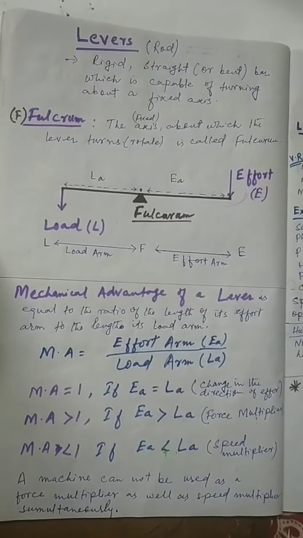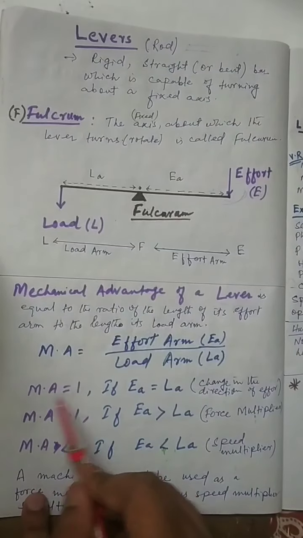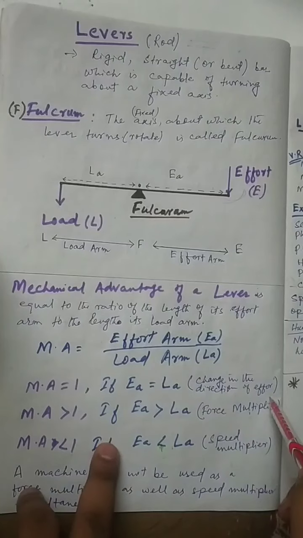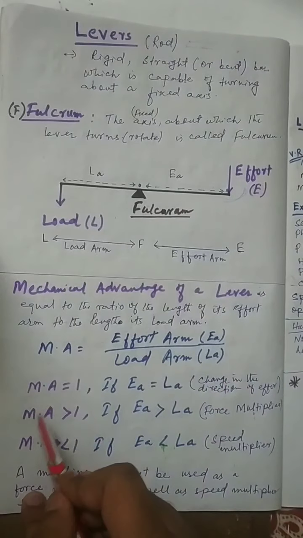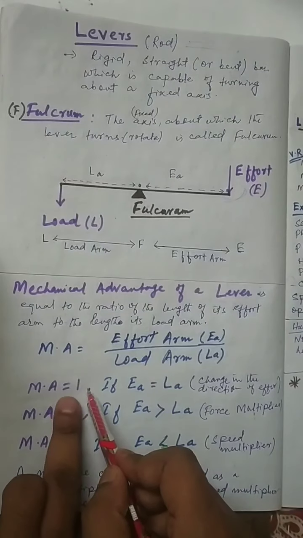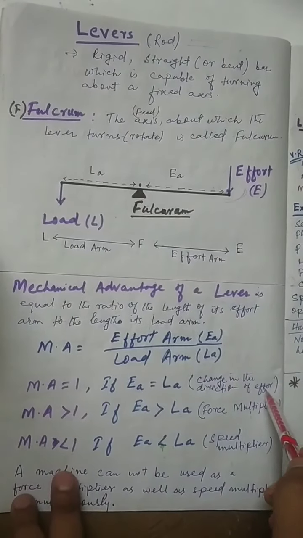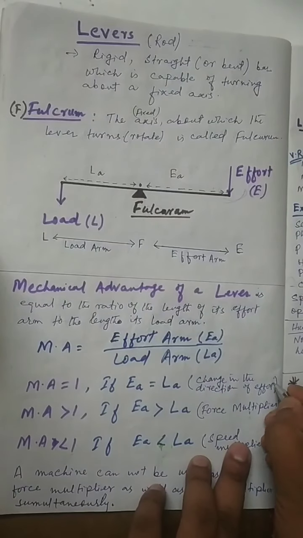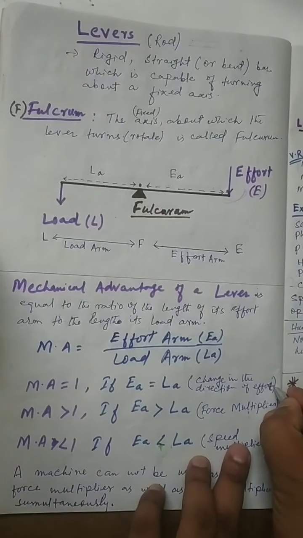Okay. Now if mechanical advantage is equal to 1, then that condition is called the change in direction of the effort. Mind it, this is very, very important. Mechanical advantage equal to 1 indicates the change in direction of the effort. Please do correction, T is missing in your notes.